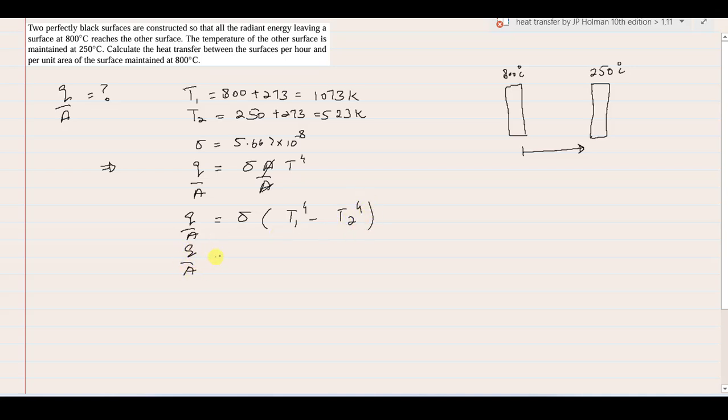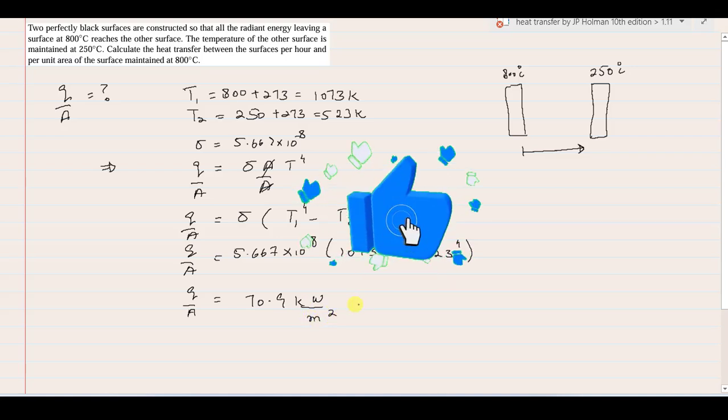Heat transfer per unit area: what is the Stefan-Boltzmann constant? That is 5.667 multiplied by 10 to the power minus 8. What is T1? That is 1073 to the power 4 minus 523 to the power 4. So after simplifying this on the calculator, you will find that the heat transfer per unit area is 70.9 kilowatt per meter square, and this is our final answer.